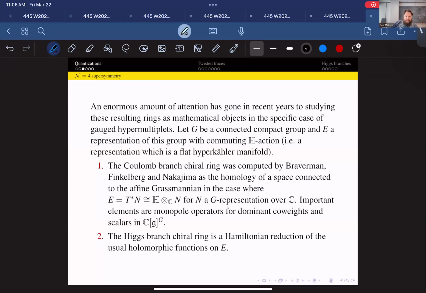Whereas it had been calculated much earlier by Hitchin and some collaborators that the Higgs branch chiral ring is a Hamiltonian reduction of the holomorphic functions on E. From the perspective of spaces, you're doing a hyperkähler quotient, but there's a way to describe that in terms of these chiral rings. Basically, you mod out by a complex moment map and then take invariants for the action of your group. So that's a Hamiltonian reduction.